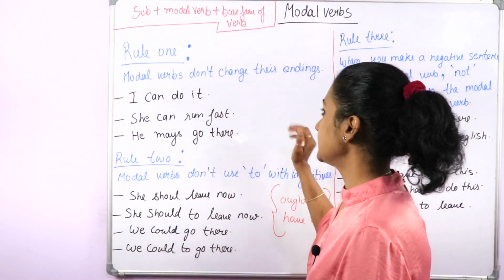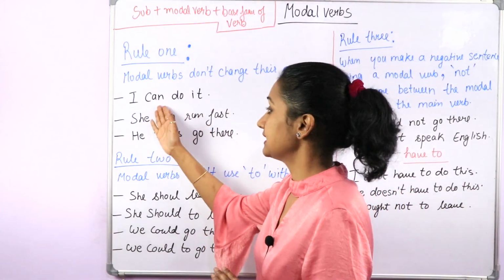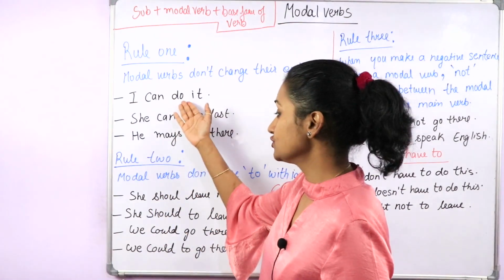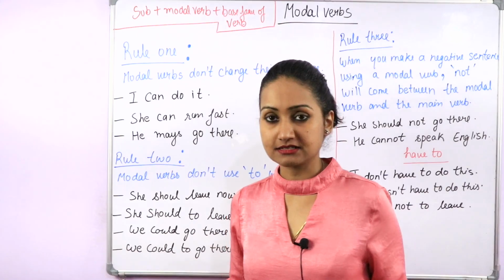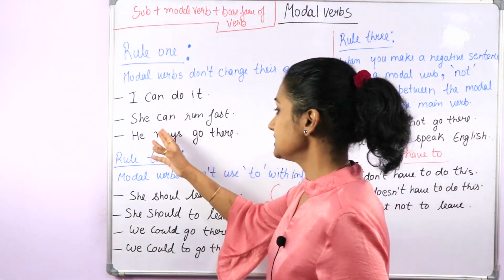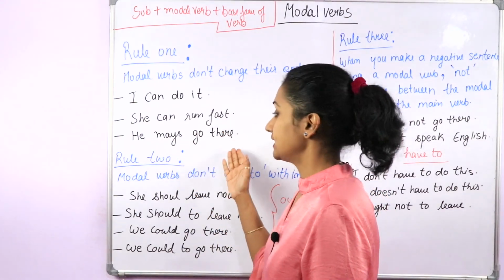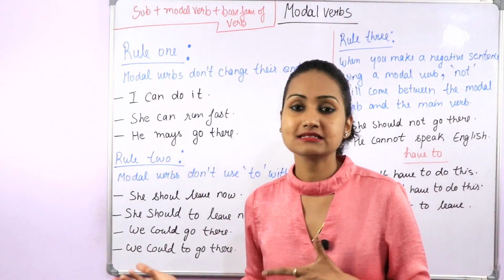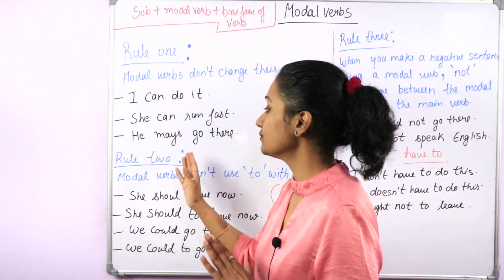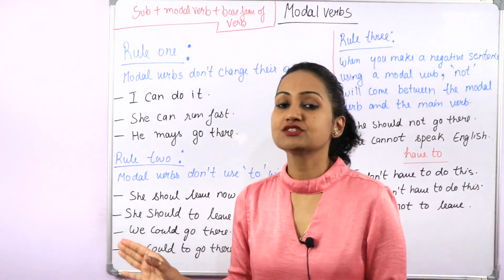Modal verbs don't change their endings. So if you write this, I, subject, then can, modal verb, and do, first form of the verb, it. I can do it. It's fine. Correct sentence, correct formation. She can run fast. Perfect. He may goes there. This is incorrect because you cannot put an extra S, ES or IES with a modal verb because this is an auxiliary verb. It's a helping verb. It's not a main verb.